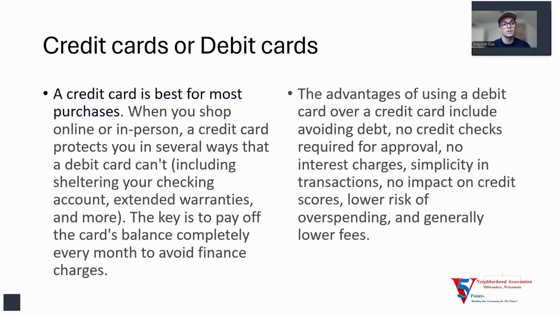A lot of apartments, especially in Milwaukee, I think require a 640 credit score. And so if you're planning on getting an apartment anytime soon, you might as well get a credit card and start slowly building your credit, and then you won't have to have a co-signer on your lease or anything like that.